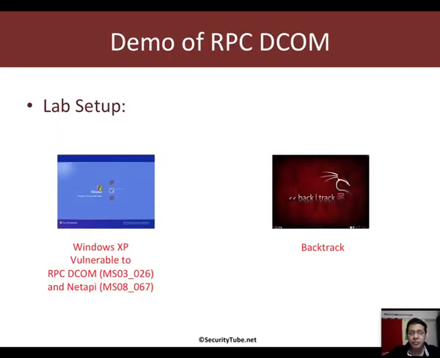Now for this video, the lab setup we require is a Windows XP machine vulnerable to the MS03-026 and the MS08-067 vulnerability, and we will use Backtrack as the attacker machine. In case you do not have this, you could try and access the online labs to use this vulnerable machine.